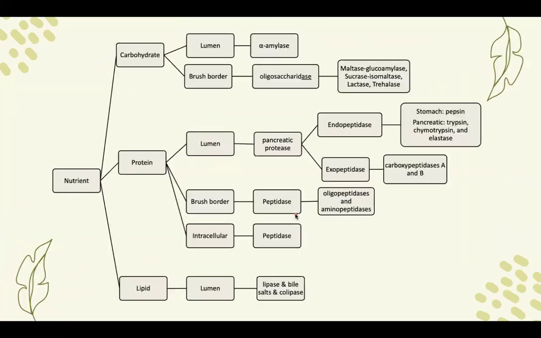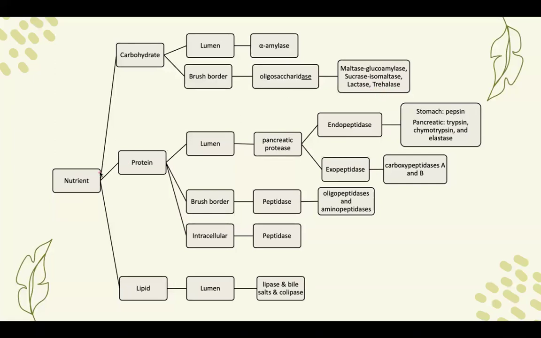Okay, this is the flow chart that I showed you guys at the very beginning. So I hope it makes sense now. Let's go over it really quickly again. Carbohydrates, we said lumen and brush border. At the lumen, the enzyme is alpha amylase. And then at the brush border, we have oligosaccharidases, which include maltase glucoamylase, sucrase isomaltase, lactase, and trehalase.